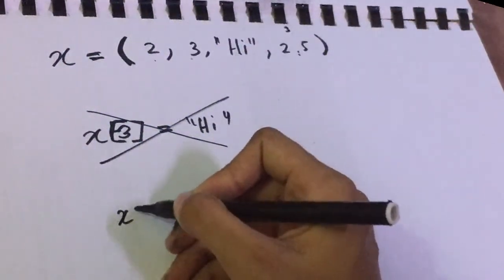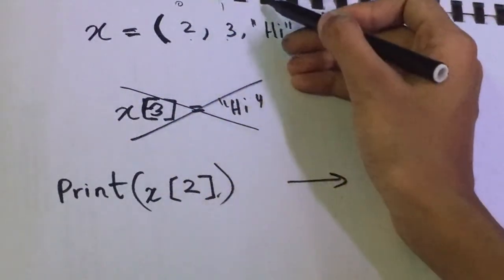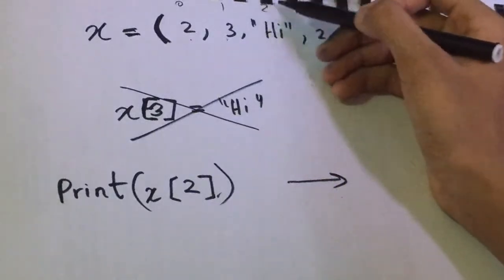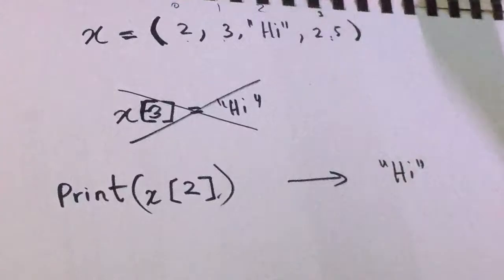But you can access the value. So if you want to print x2, that means x, this is 0, 1, 2. So in the second index we have high, so it will return a high. That is basically a tuple.